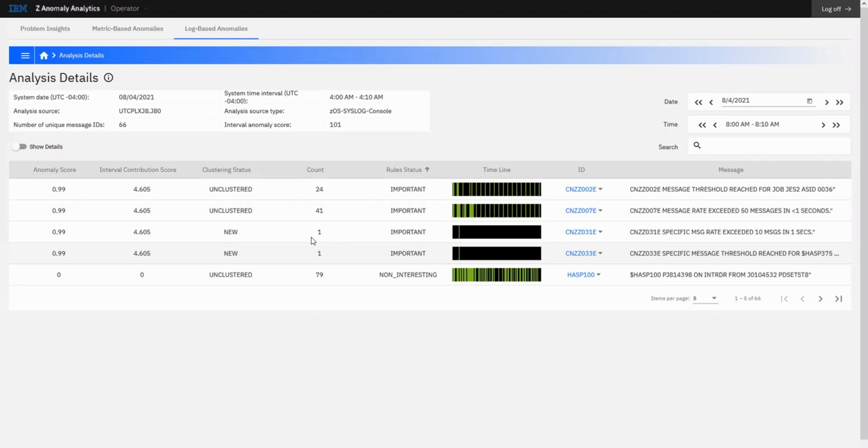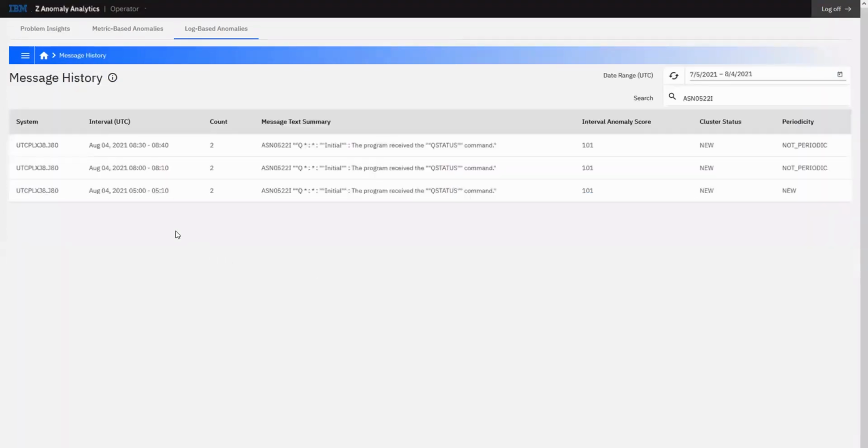If we want to drill down into the specific history of a message, we can always do that and take a look at what that message history was. Taking a look at this, we can see that we have a new message that happened here. This was the first time that we had seen this Q status command. We saw it a couple of times after that a few hours later. So we can always go back and see the history of that message.